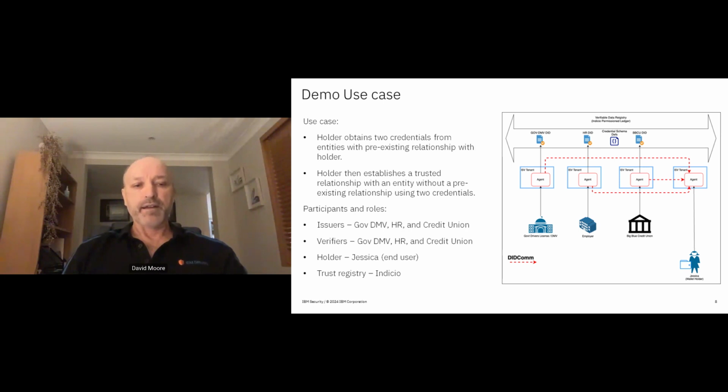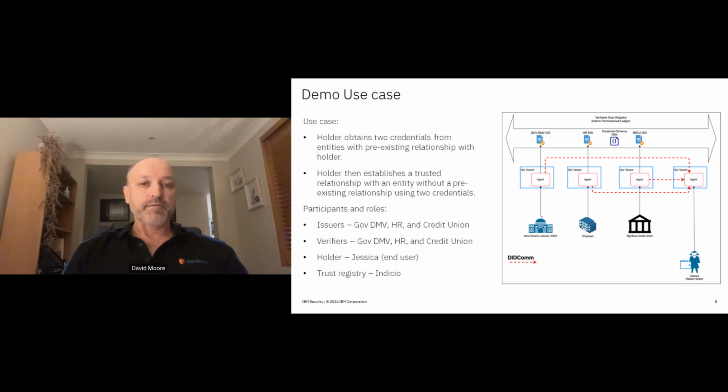Now, for each of these components to work, the parties in this ecosystem have particular roles. So Jessica is going to be our wallet holder, and she's going to be issued credentials. And she's also going to have to provide credentials as proofs to the Big Blue Credit Union.